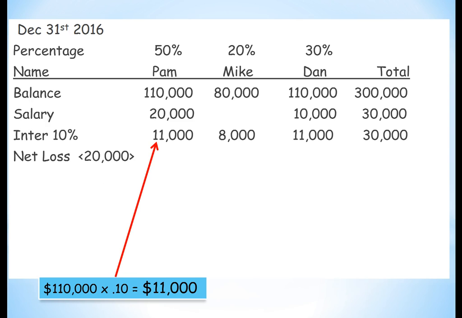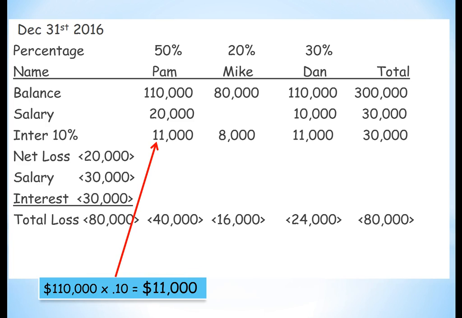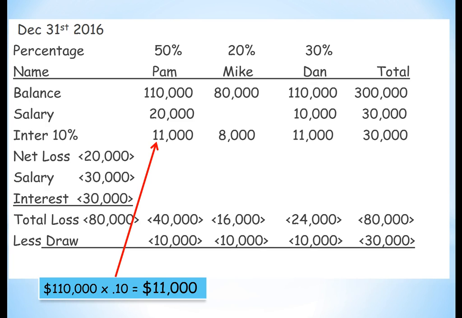Now what we're going to do is take the salary and the interest and subtract it from, in this case, the first year, a net loss of $20,000. When you do that, you now have a net loss of $80,000. And then you're going to allocate this based on profit sharing. And that's what we've done. We've taken 50% times the 80, which means Pam would get $40,000 of that amount. The last thing we're going to do is allocate the draw.